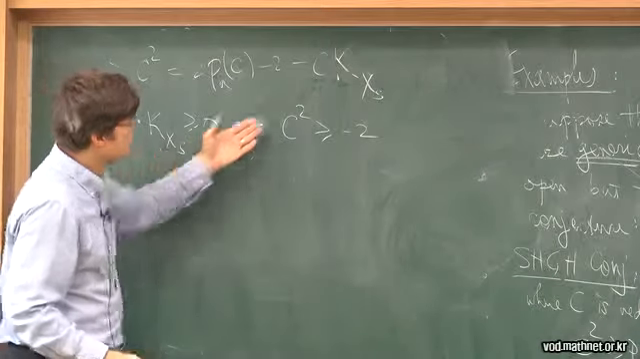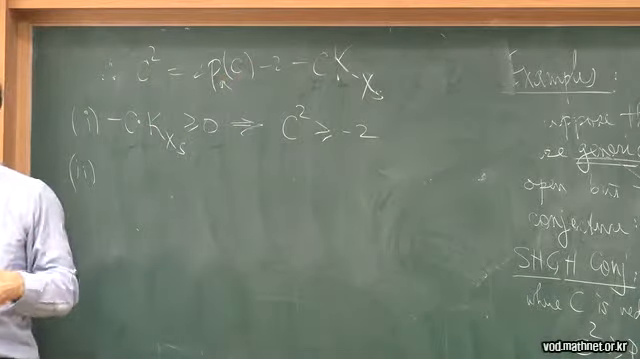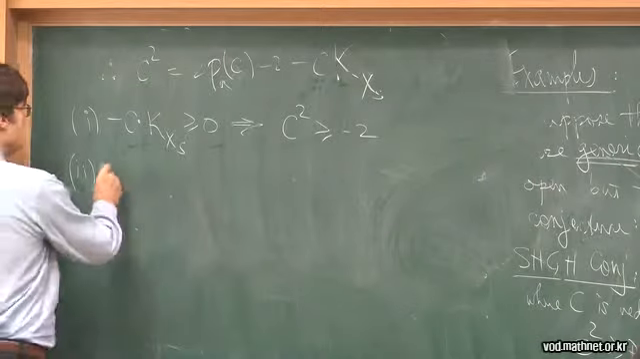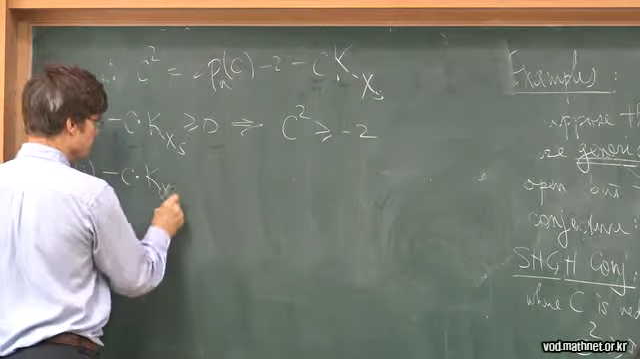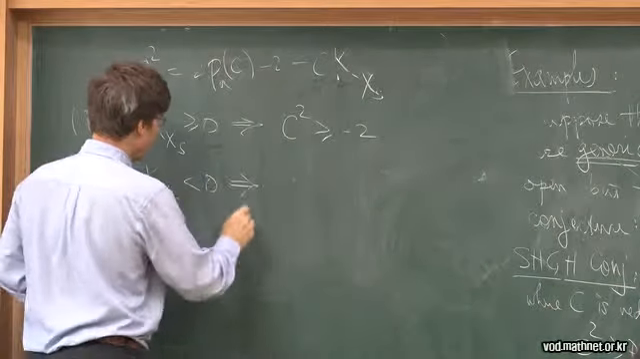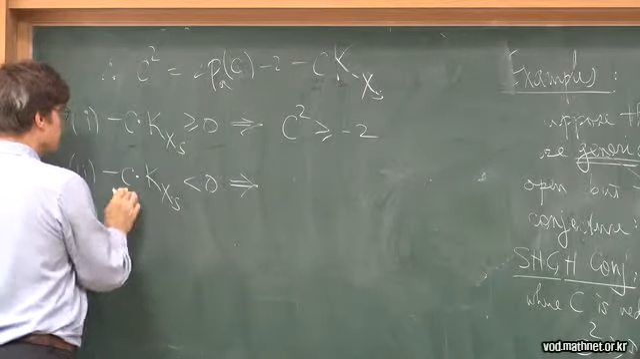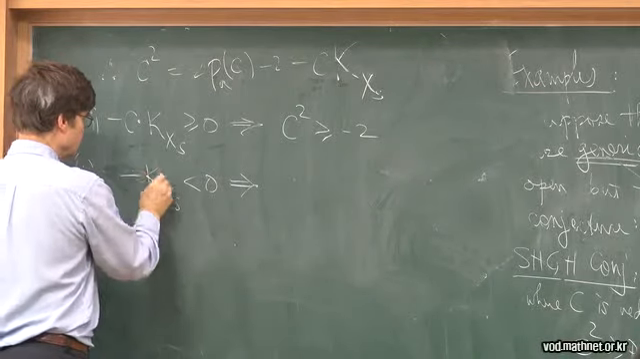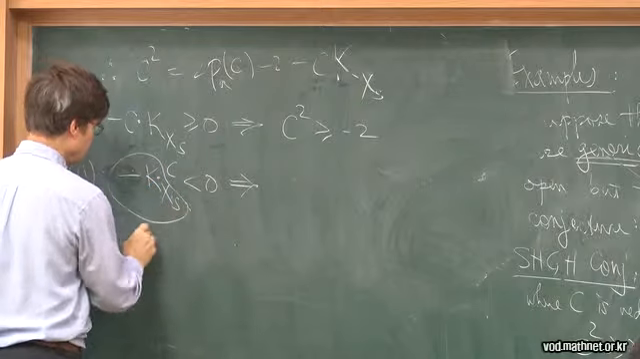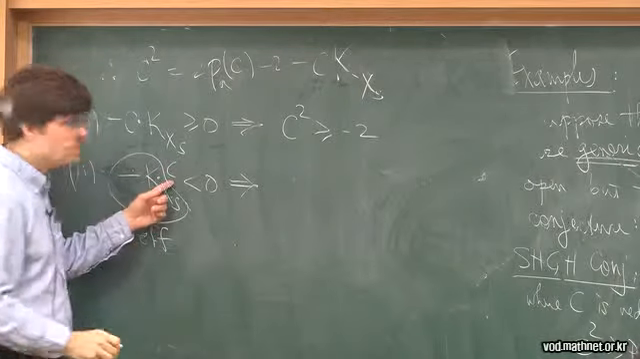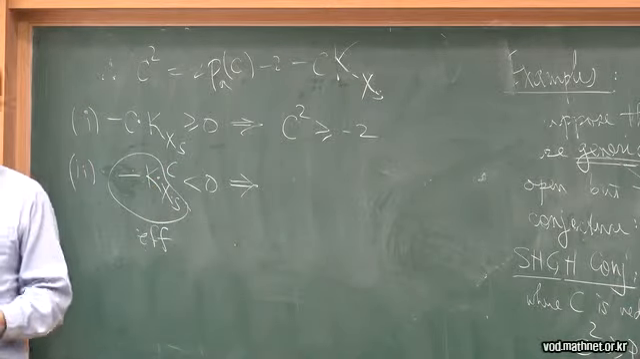The other possibility is that C intersects minus K negatively. But this is an effective divisor. So this means that C is a fixed component of the linear system.